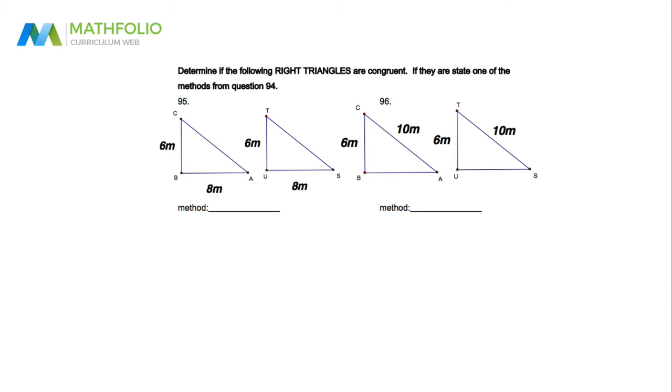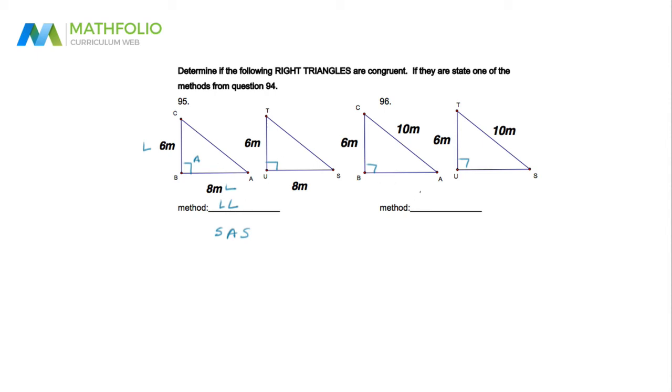Okay, number 95. It's right here. It says determine if the following right triangles are congruent, and if they are, state one of the methods from number 94. Well, I think in all of these cases we're going to assume that this is where the right angle would be. So here we have a leg and we have another leg, and we know the angle between. So whereas you might say this is the same as side, angle, side, for the theorems that we mentioned in 94, this would be the leg theorem between these two right here.